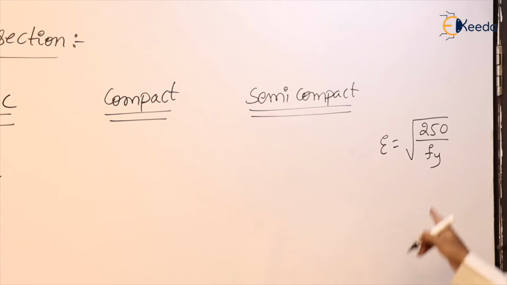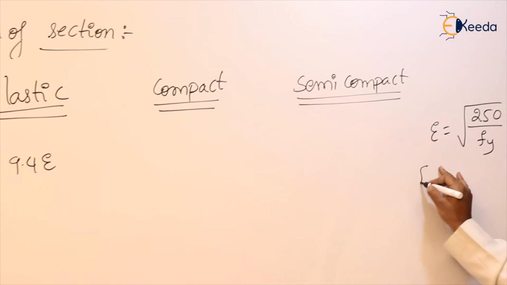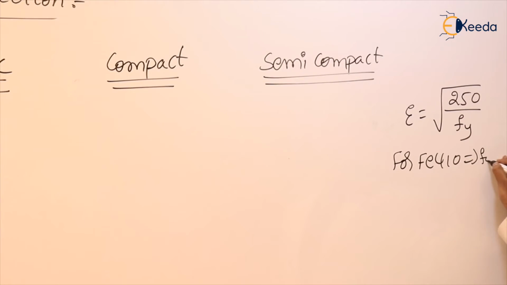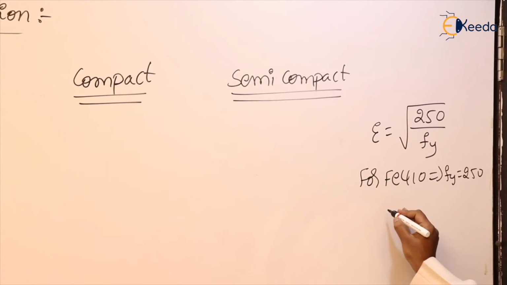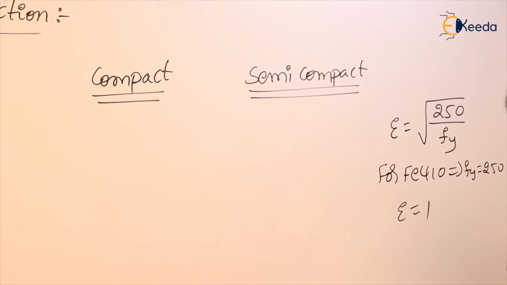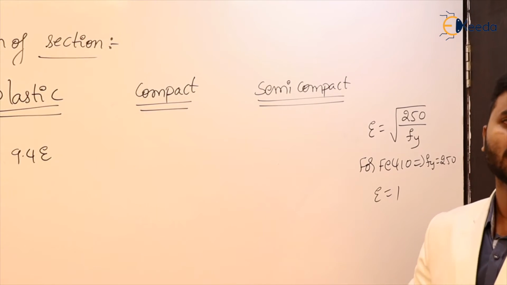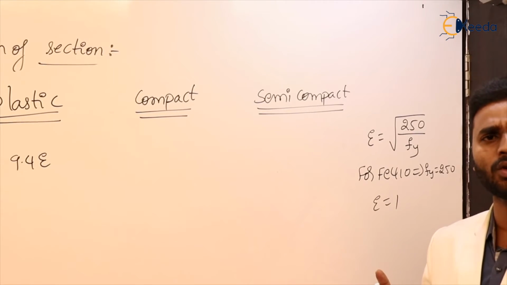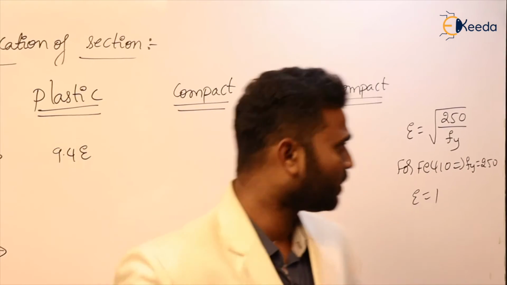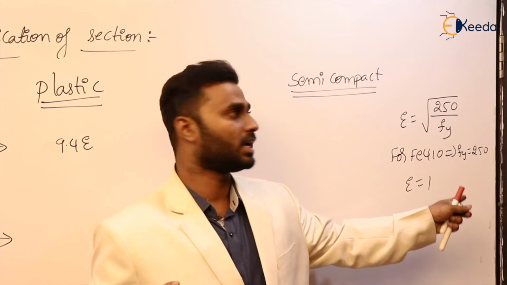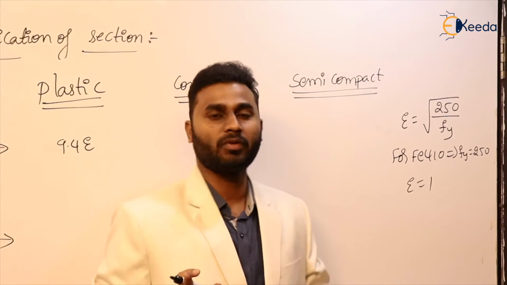For mild steel, or for Fe 410 grade, Fy is equal to 250. So you can take epsilon is equal to 1. As we discussed in the introduction itself, in our structural steel mostly we are going to use mild steel, but there are some cases where we are not going to use mild steel. So simply, epsilon is nothing but under root 250 by Fy. Yield stress for mild steel is 250, so it comes out to be 1, but not in all the cases.